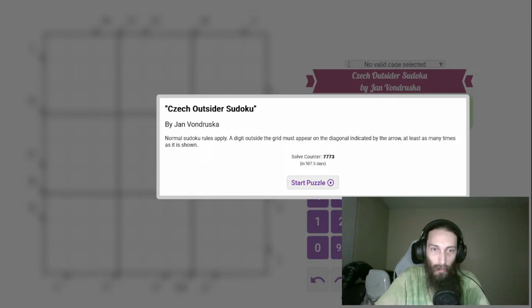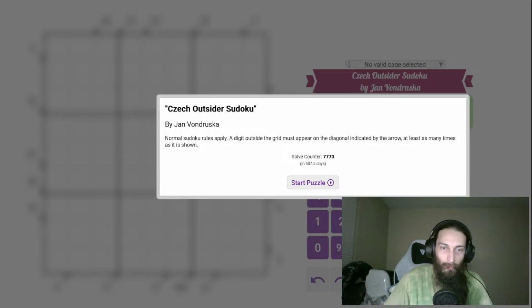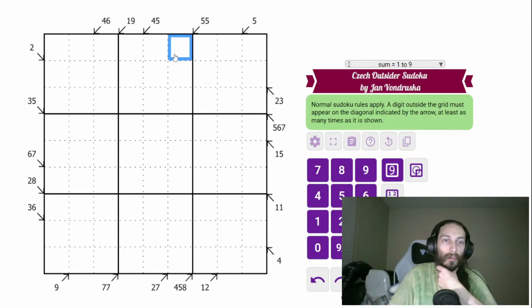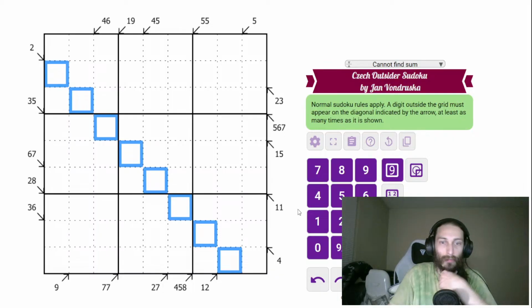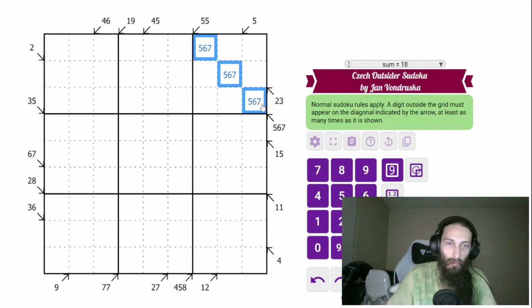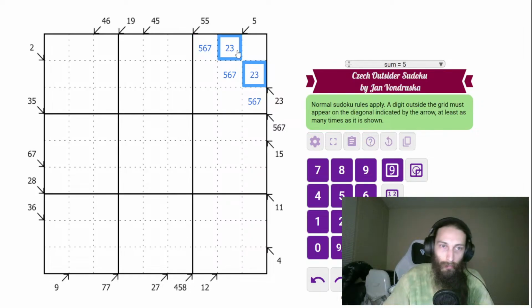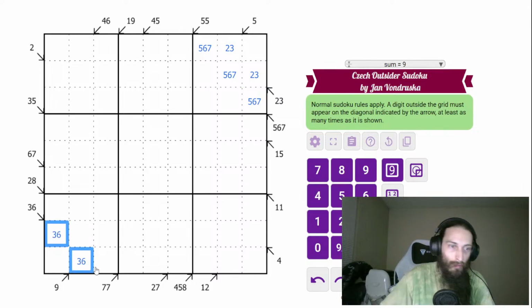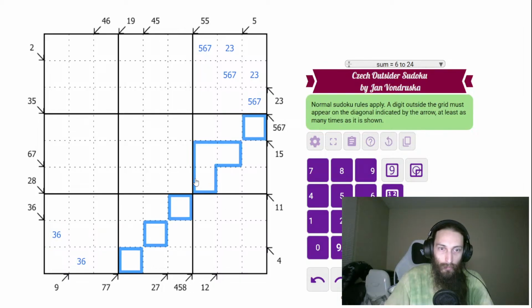Normal Sudoku rules apply. A digit outside the grid must appear on the diagonal indicated by the arrow at least as many times as it is shown. So we would see 2 5s on this diagonal, 1 2 on this diagonal, if my understanding is correct. We need a 5 6 7 here, and a 2 3 here. Box 7 has a 3 6. Box 9 has a 1 2.